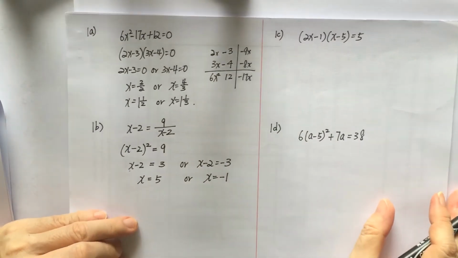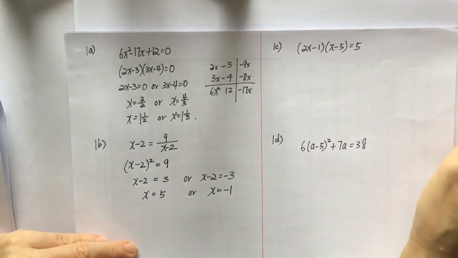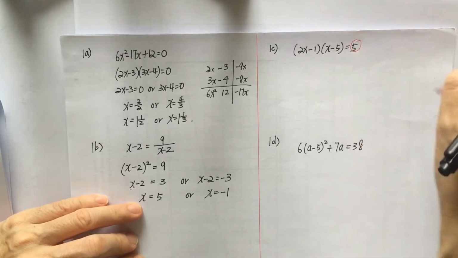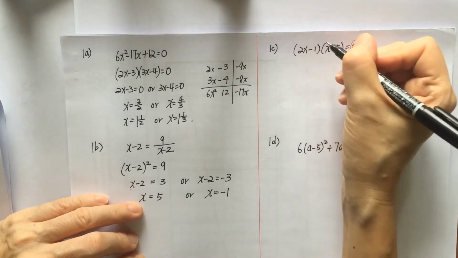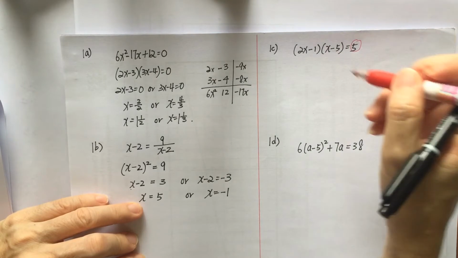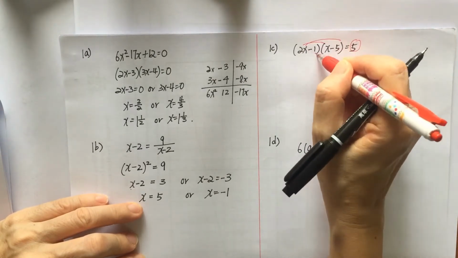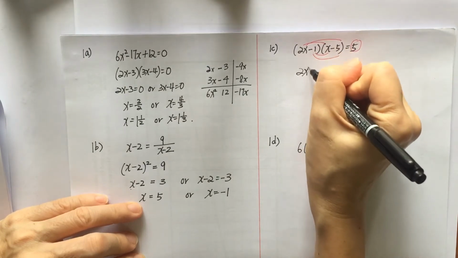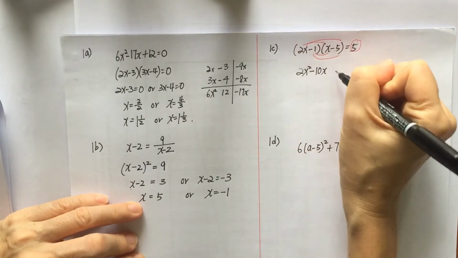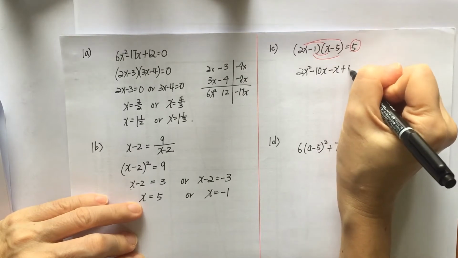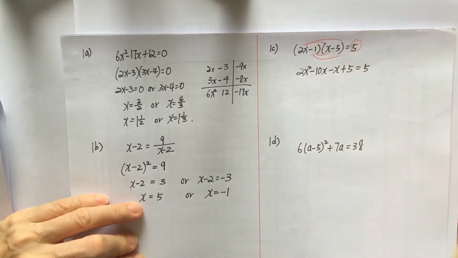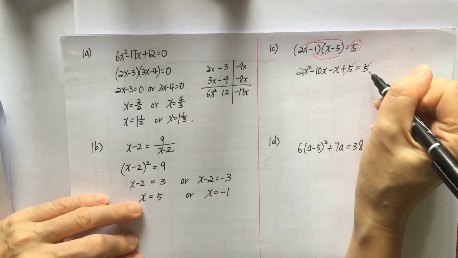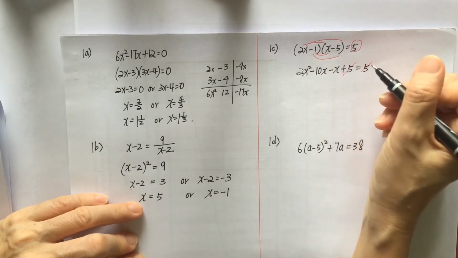Next one. This question C, on the left hand side, it is not a 0, so we cannot use null factor law. So we have to expand the whole thing. 2x times x minus 5, and then this 1 times x minus 5. So you have 2x squared minus 10x minus x plus 5 equals to 5. So on the left and the right hand side, you have both 5. So you subtract 5 from both sides, so these are gone.